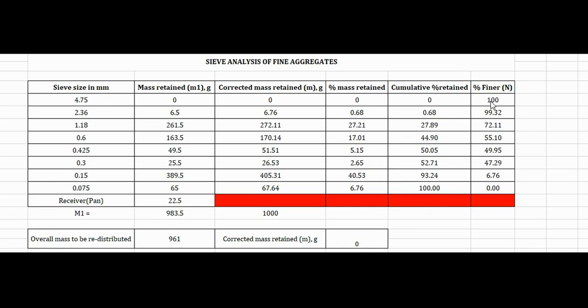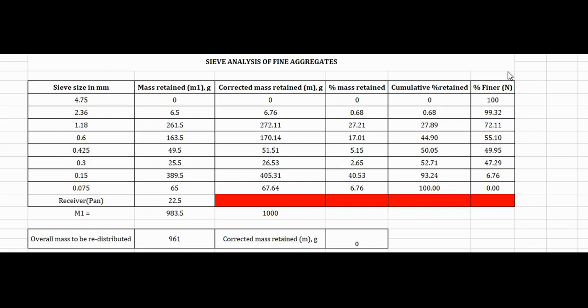Now let us come to the last tabular column, that is the percentage finer. How do you calculate percentage finer? It is 100 minus cumulative percentage retained. That is 100 minus 0, 100; 100 minus 0.68, 99.32; 100 minus 27.89, 72.11; 100 minus 44.90, 55.10; 100 minus 50.05, 49.95; 100 minus 52.71, 47.29; 100 minus 93.24, 6.76; 100 minus 100, 0.